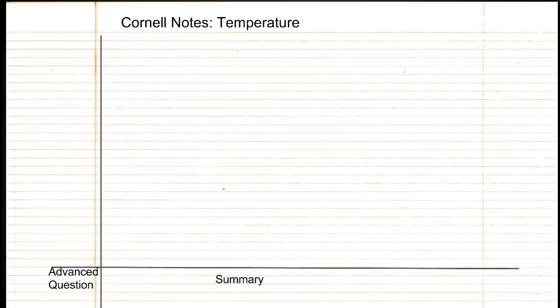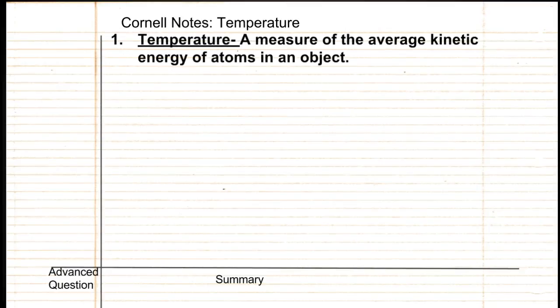Alright, let's begin. Today we're going to talk about temperature. Temperature is a measure of the kinetic energy, the average kinetic energy of atoms in an object. Just like usual, I'll give you the first question, and then you have to make up the rest when it's a digital video like this. Traditionally, you might think that temperature is how hot or how cold it is, but actually temperature measures the speed or the motion of atoms.